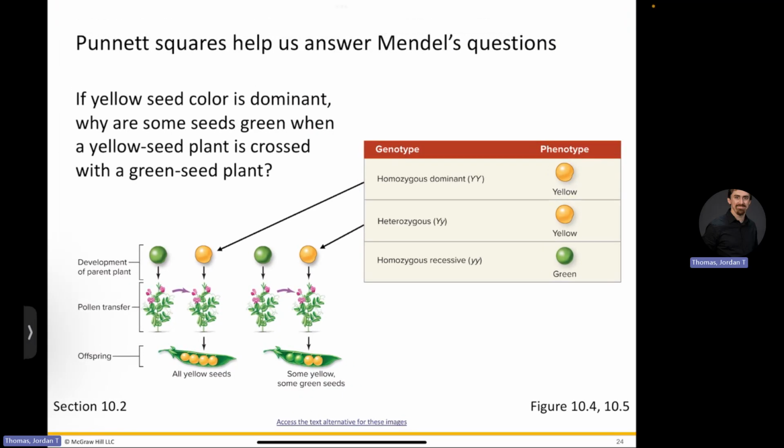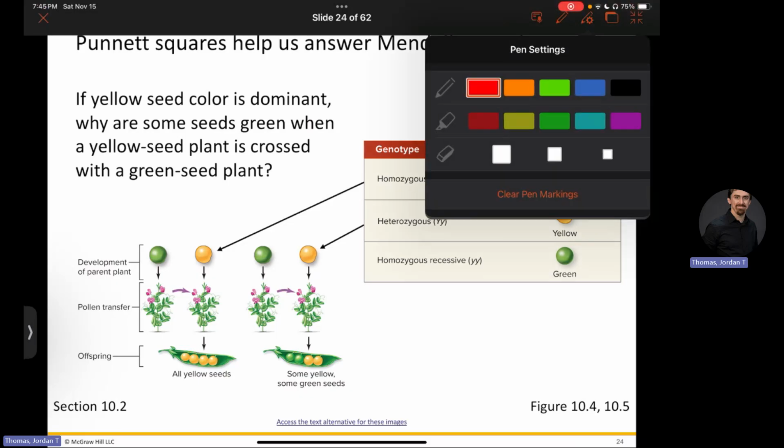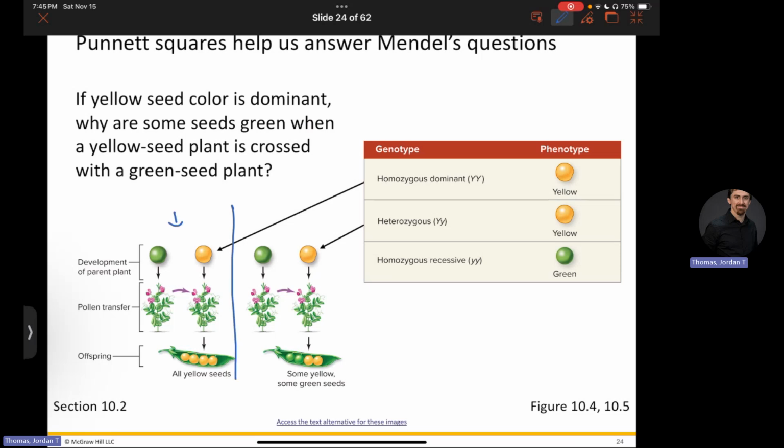Punnett squares can help us answer Mendel's question. If a seed color is dominant, why are some seeds green when a yellow seed plant is crossed with a green seed? So in this example here, let me get my blue out. In the first example, we get all yellow seeds. When we have alleles, we know the green is little y, but the yellow is big Y something. If there was a little y, so in the second one, let me go over that. Little y, big Y.